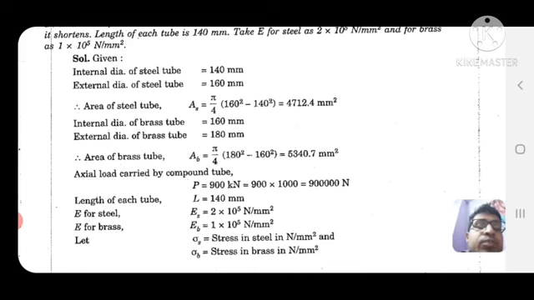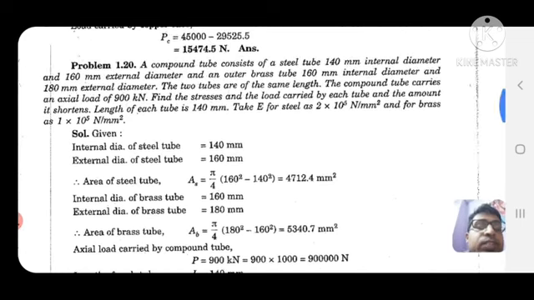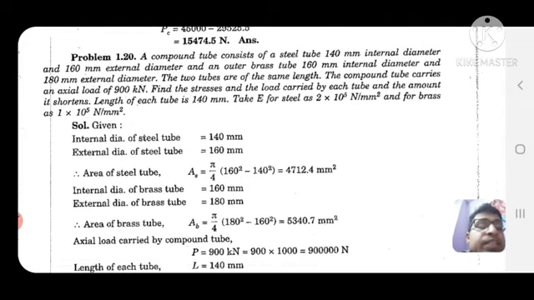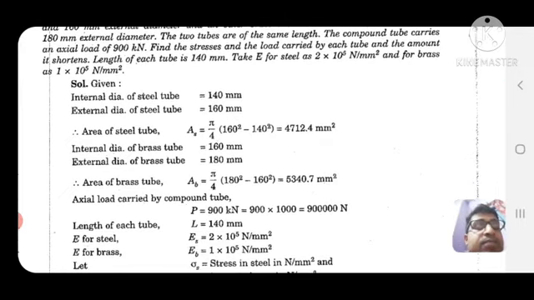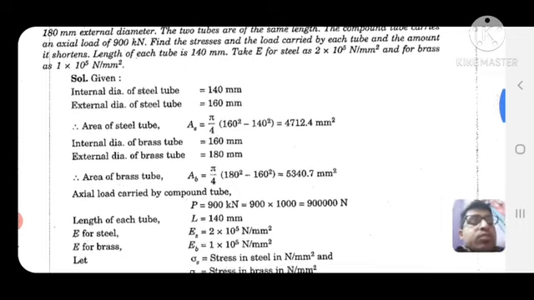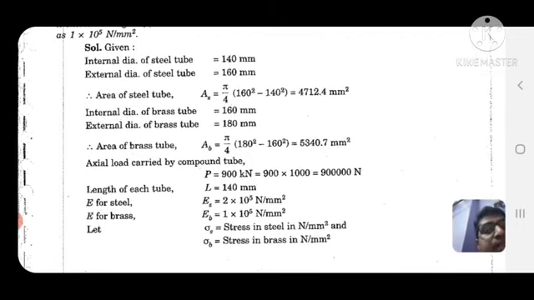For this type of problem, first you write down the numerical data one by one. It is your first work. So first, internal diameter of the steel tube is 140 mm. External diameter of the steel tube is 160 mm. Area of the steel tube AS is pi by 4 into 160 square minus 140 square. So 4712.4 millimeter square.